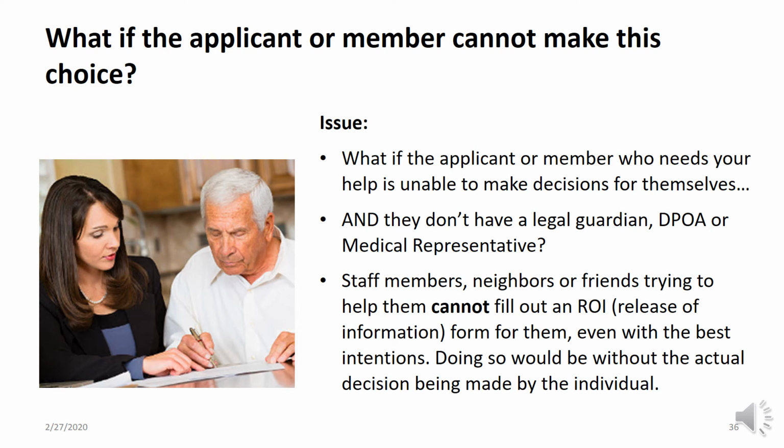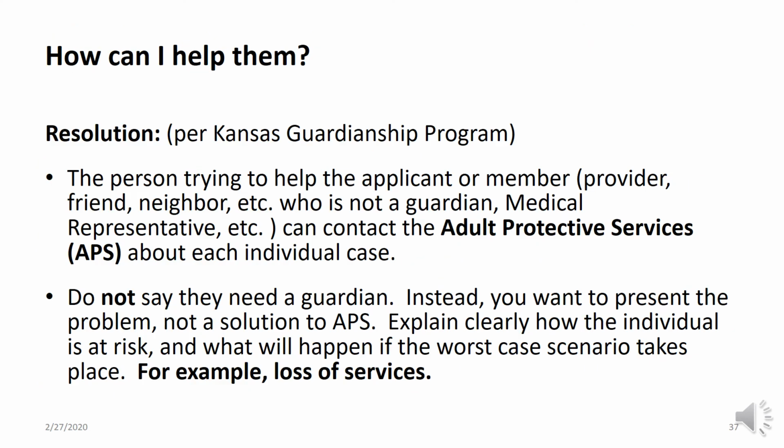What if the applicant or member who needs your help is unable to make decisions for themselves and they don't have a legal guardian, DPOA, or medical representative? Staff members, neighbors, or friends trying to help them cannot fill out a release of information form for them, even with the best intentions. Doing so would be without the actual decision being made by the individual. Then how can I help them?